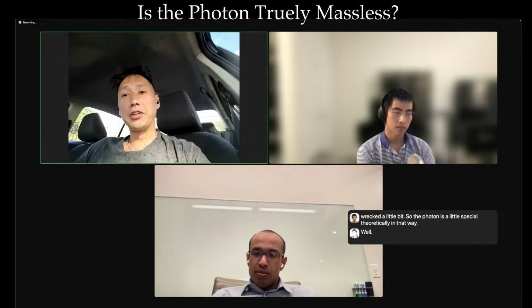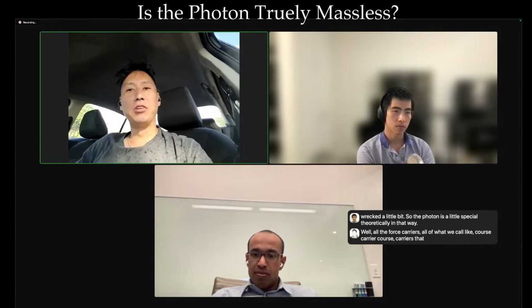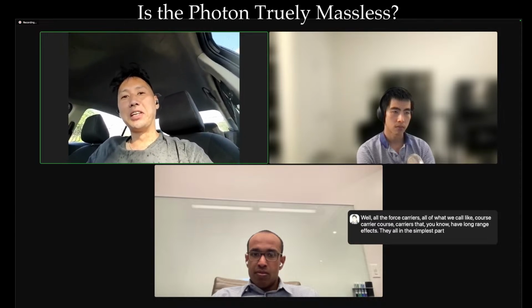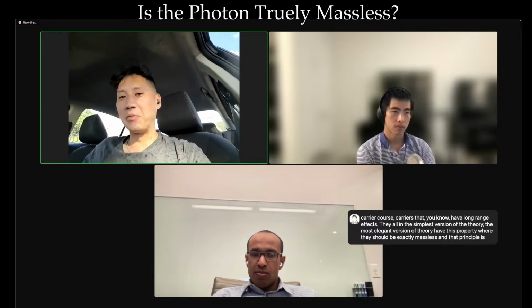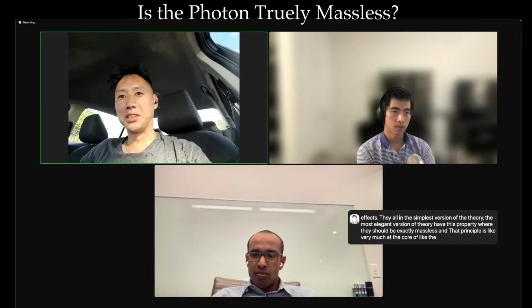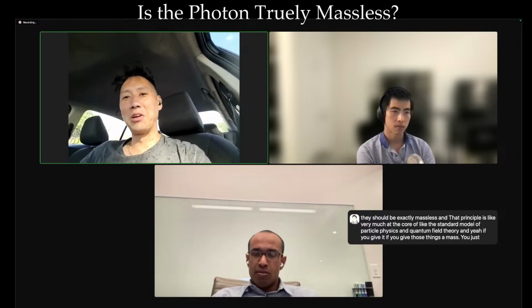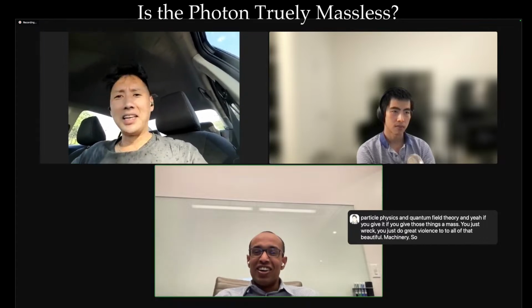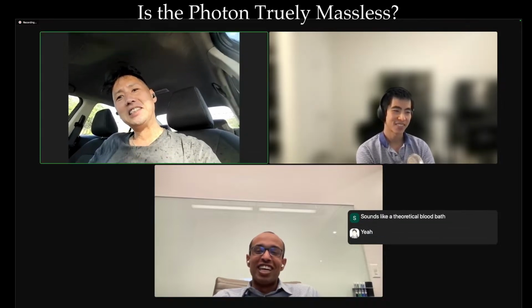Well, all of what we call force carriers that have long range effects, in the simplest, most elegant version of the theory, have this property where they should be exactly massless, and that principle is very much at the core of the standard model of particle physics and quantum field theory. And if you give those things a mass, you just do great violence to all of that beautiful machinery. Oh, that sounds like a theoretical bloodbath. With the mass of a photon.